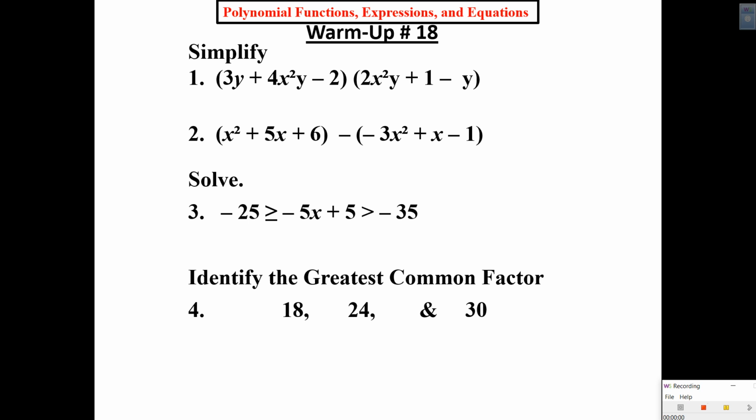All right, well, good morning, everyone. Welcome back to another exciting day of mathematics. Warm-up number 18 is on the screen. You don't need your Chromebook, so you get started right away, please.